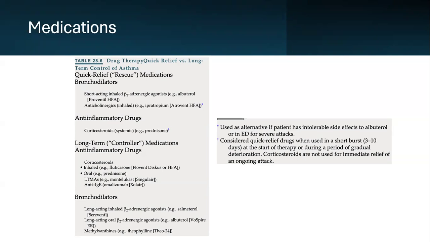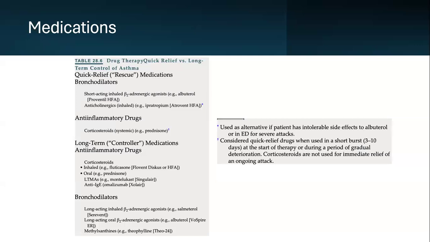These are short-acting inhaled beta-adrenergic agonists like albuterol, or anticholinergics such as ipratropium. And the next one is the anti-inflammatory drugs or corticosteroids like prednisone.